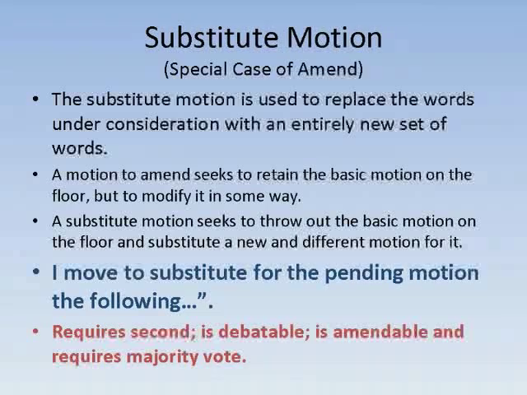Right. Okay. It requires a second. It is debatable. It is amendable, and requires a majority vote. Now, there's a special case of amendment called the substitute motion. Let's say that when the groups discussed having a party on Saturday night, you don't want to have a party. Your philosophy is that AARP is about social action. You want to have a breakfast for those persons in the old folks' home.